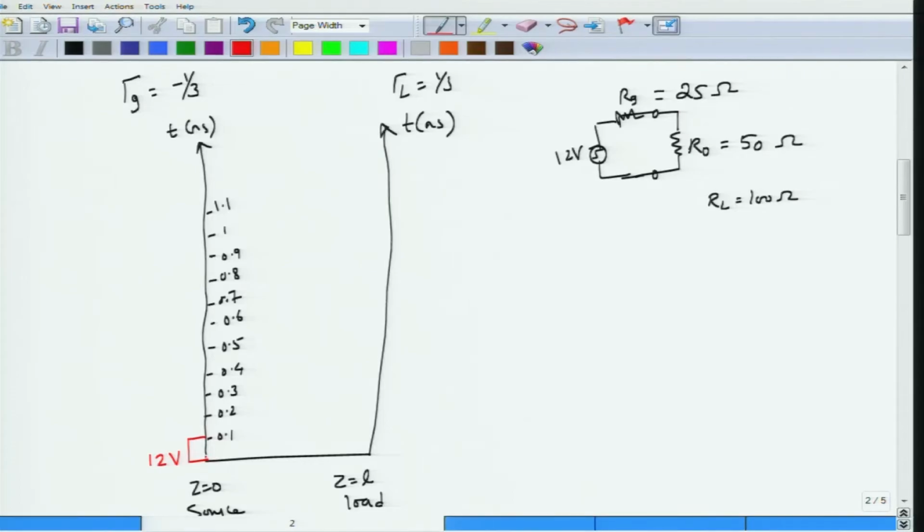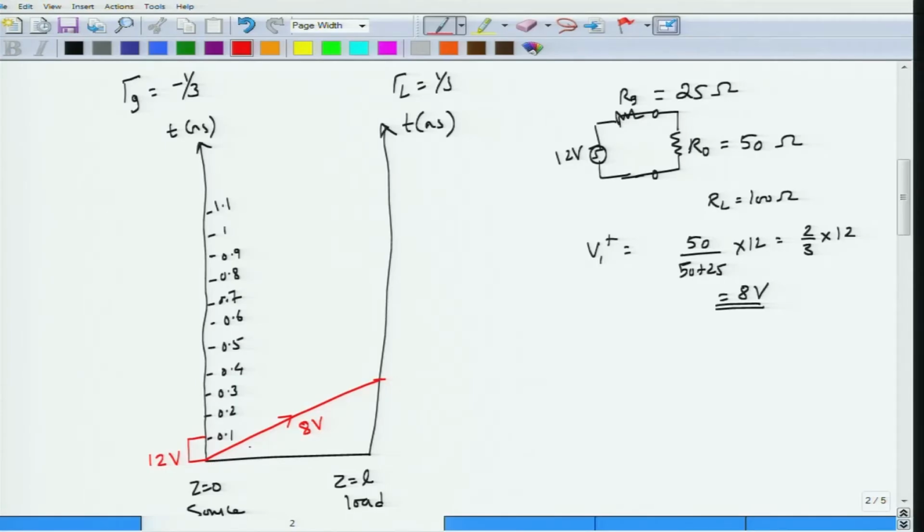Alright. So now let us launch one pulse. What is the initial pulse amplitude that we need to launch? So V1 plus will be divided between R0 and RG, and the voltage appearing across R0 is 50 by 50 plus 25 into 12. This is nothing but 2/3 of 12, which is 8 volts. So initially an 8 volt step waveform is launched on the transmission line, and it begins to propagate, and it will reach the load end at 0.3 nanoseconds.